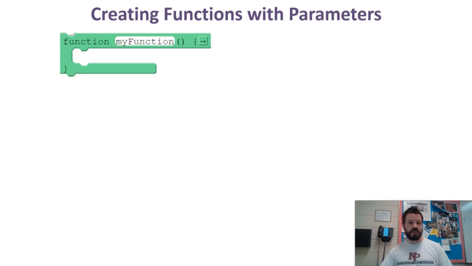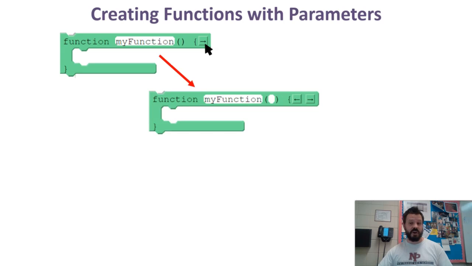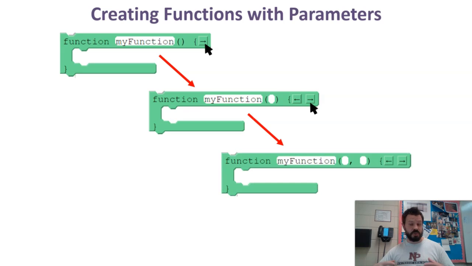Now to do that in Code.org, if I'm starting off with a function, notice there is a little arrow I can click to expand things. When I click on that, I end up with a function with a space for a parameter. If I click the arrow again, I get a function with a space for two parameters. So really I can have as many parameters, or as many pieces of information passed into these functions, as I want.